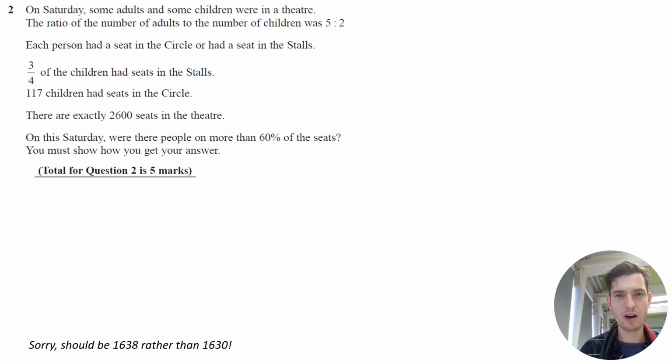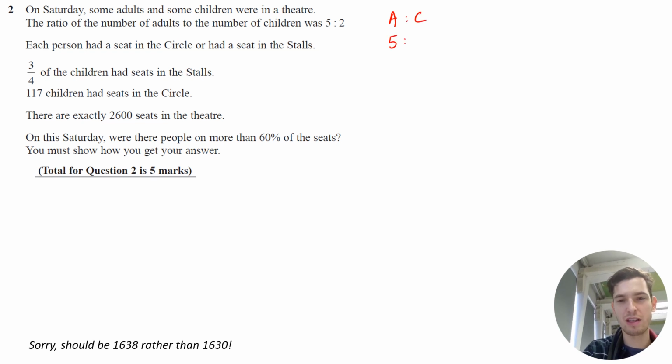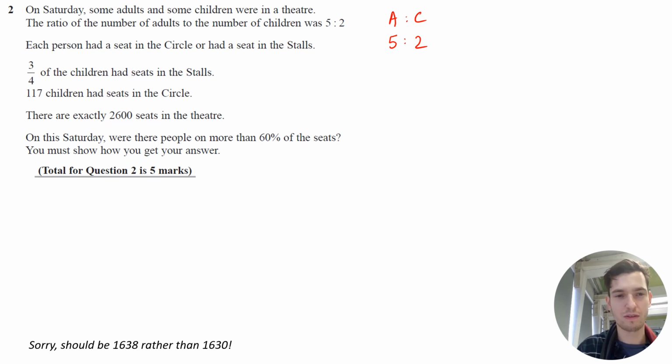So quite a lot of words here, but actually I know that the more words there are in the question, the easier the math. So not going to panic. Let's look at this question. So on Saturday, some adults and some children were in a theatre. The ratio of the number of adults to the number of children was 5 to 2. So before reading on, I'm just going to write down adults to children. I'll use A for adults, C for children, 5 to 2. And I've already written down something which is good.